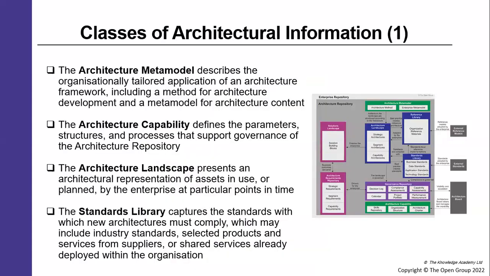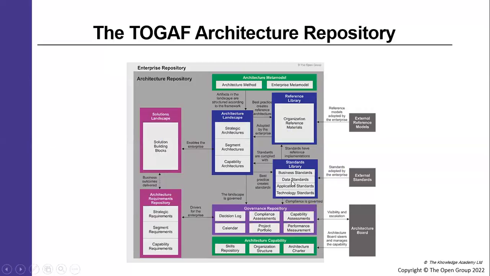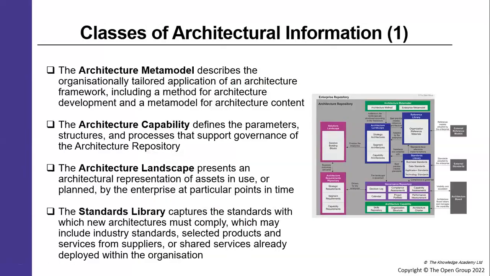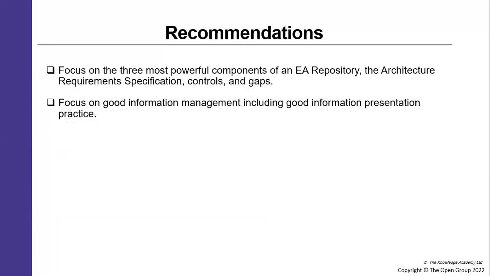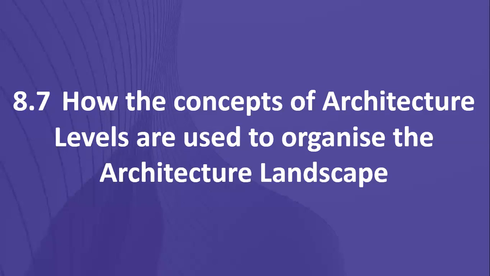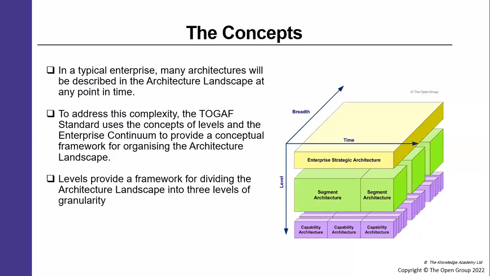Okay, so this one we covered. For example, standard information base, standards library, governance repository, architecture landscape, reference library, all that we covered. It is given well in 9.2 very clearly. You can go through that. Now, the architecture levels, this also we covered: strategic, segment and capability. We discussed the level, depth, breadth, the time, all that.